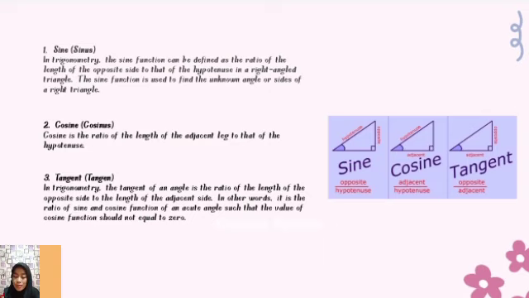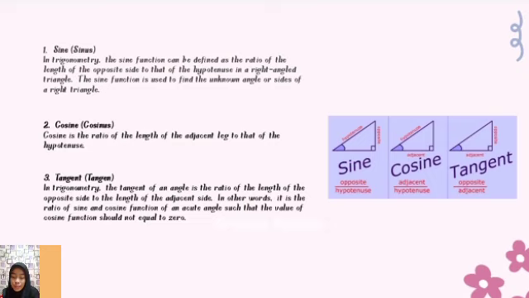Sine: in geometry, the sine function can be defined as the ratio of the length of the opposite side to that of the hypotenuse in a right angle triangle. The sine function is used to find the unknown angle or sides of a right angle triangle. We can see in this picture the formula for sine is opposite over hypotenuse.